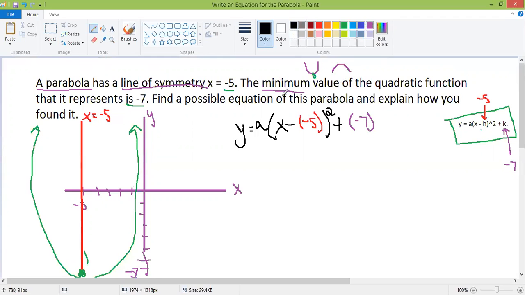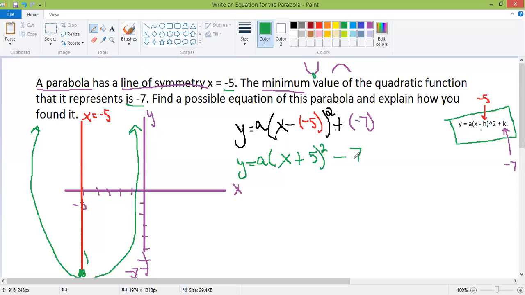And then I simplify that a little bit more so it looks kind of pretty. So I'm going to say y equals a, open parentheses, x, and then a negative times a negative is a plus, x plus 5, all of that squared, and then a positive times a negative is a negative, minus 7. Okay, so that's our equation.